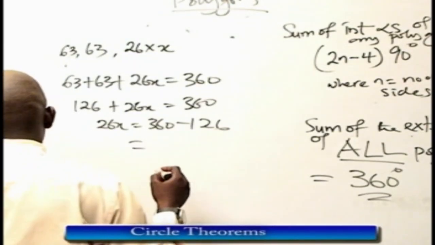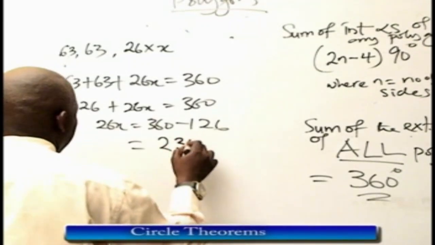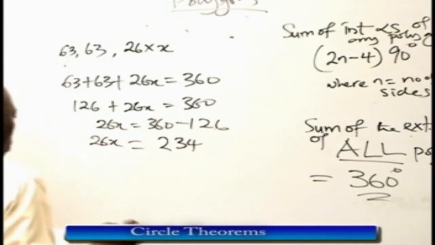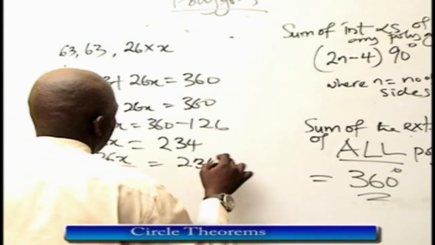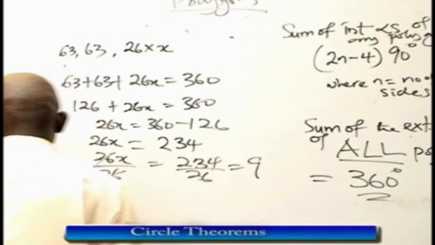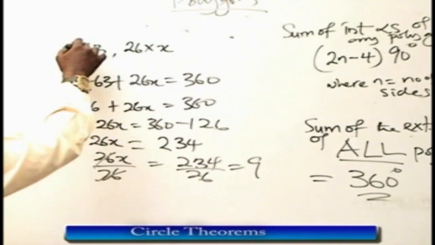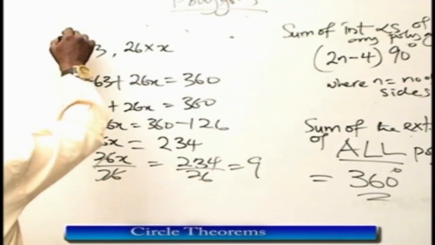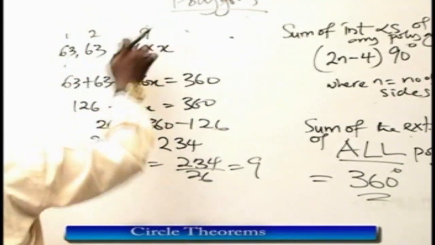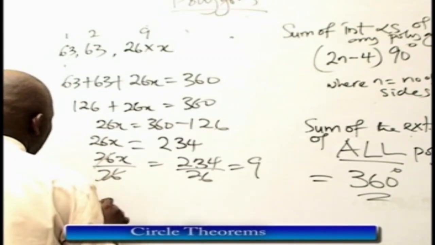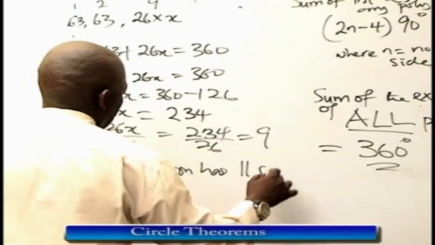What you're going to have is 234. So 26x equals 234. If you divide both sides by 26, you will discover that 234 divided by 26, if you use your calculator, gives you 9. So that means 26 in 9 places plus these two sides. Each side will have an exterior angle. So this is 1, this is 2, plus 9 gives us 11 sides. The polygon has 11 sides.